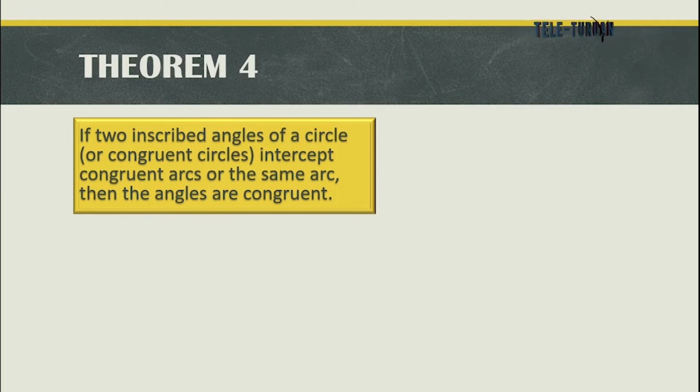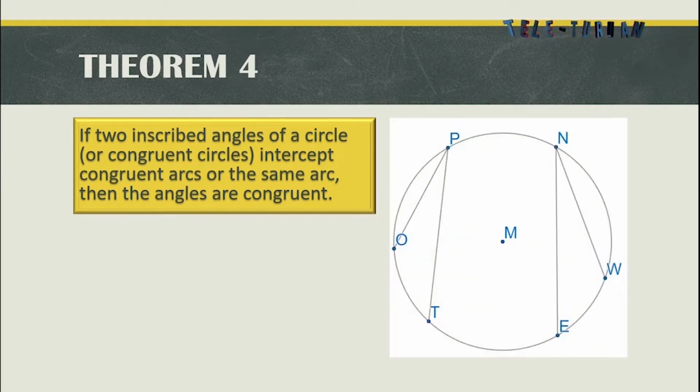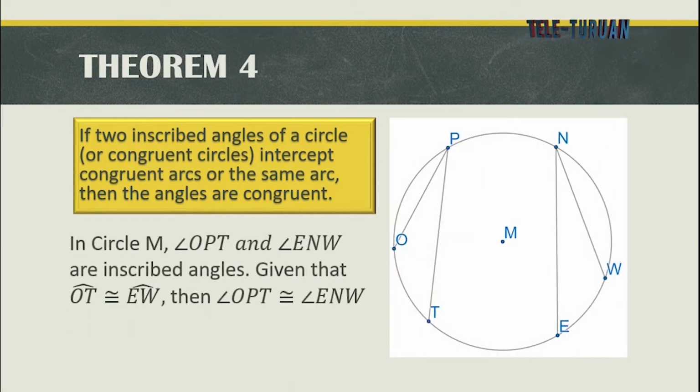Now, according to theorem number 4, if two inscribed angles intercept the same arc, then the measures of these angles are congruent. Here I have the second circle, circle M. We are given angle OPT and angle ENW. Given that they are inscribed angles, and that arc OT and arc EW are congruent, then we can say that the two inscribed angles are congruent as well.